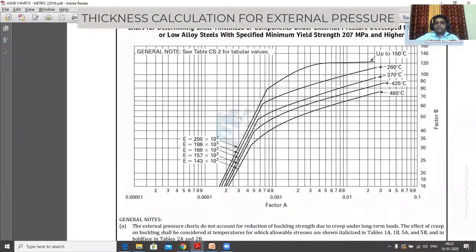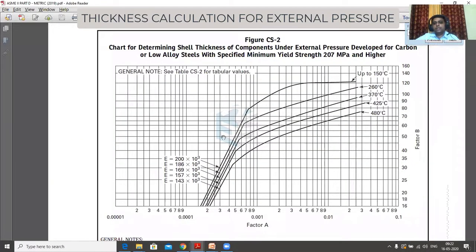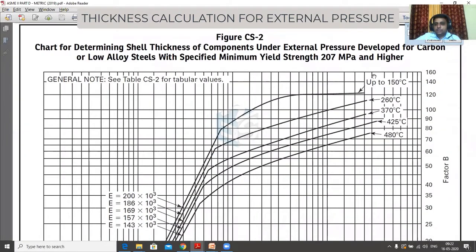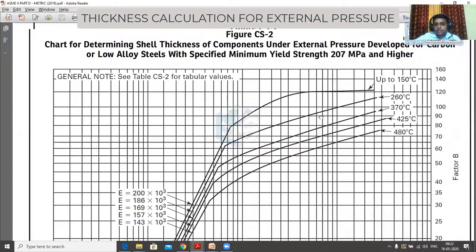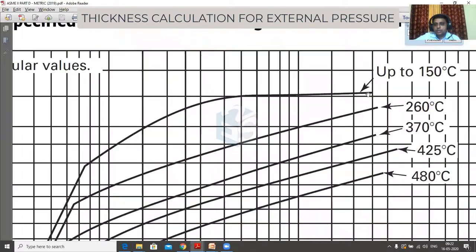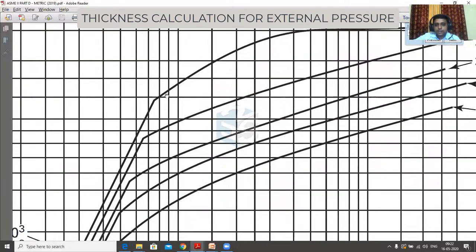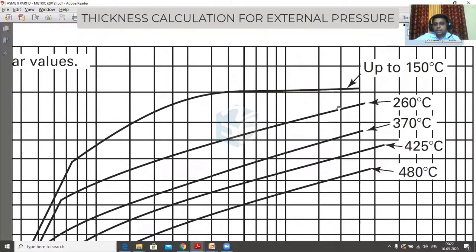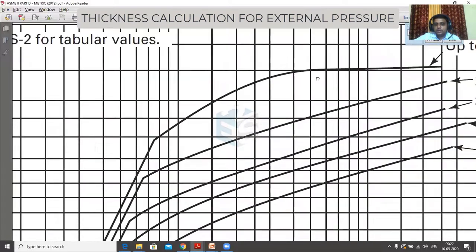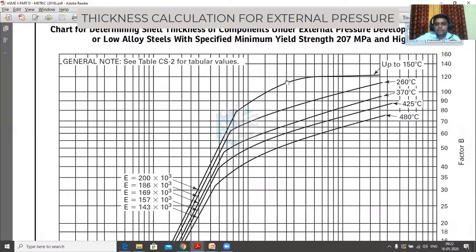Again, we have come into the same chart. Our temperature is 150 degrees Celsius. So up to 150 degrees Celsius, this is the material temperature line we have to follow. If our temperature had been 200, so it is 150, it is 260, it would have been somewhere in between. So we have to project or draw a line parallel to this curve to get the respective curve. Since in this case we have 150, the curve is already available, and from this curve we have to get the value of Young's modulus.